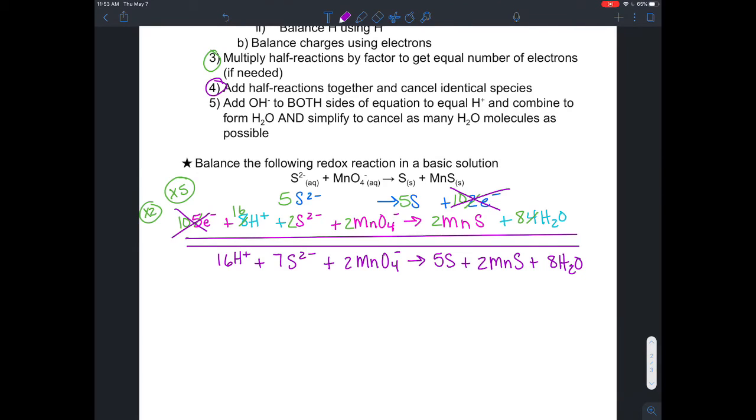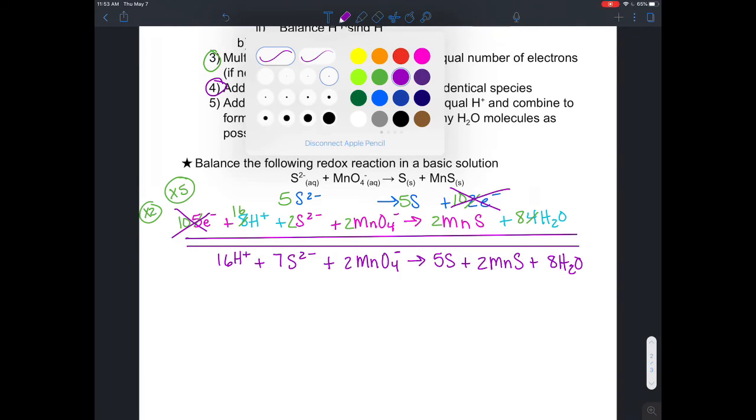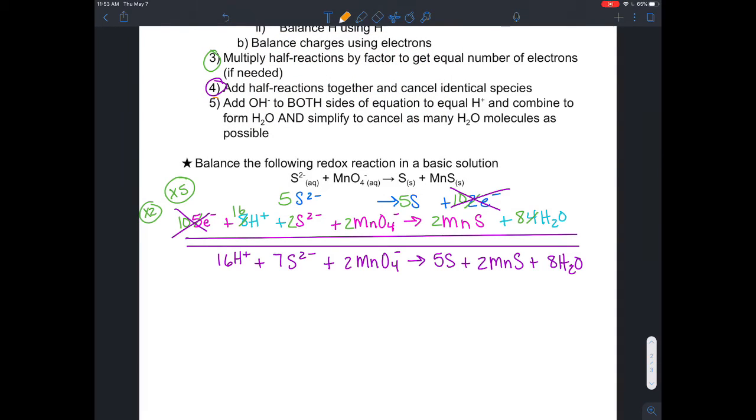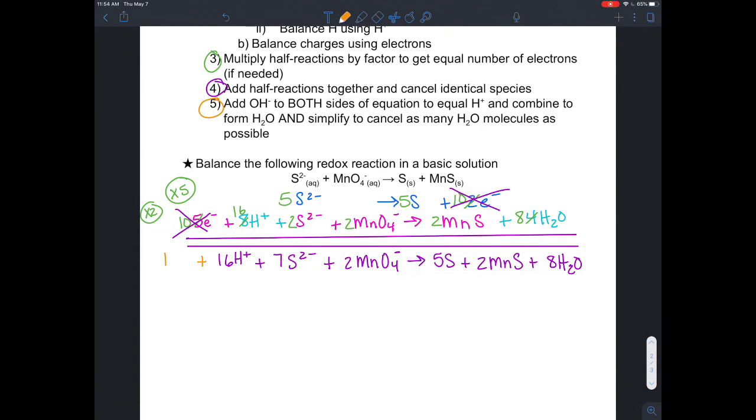Okay, so we are not done yet because we have to do that last step for number 5. We'll do orange for that one. It says add hydroxides to both sides of the equation to equal the number of H plus and combine to form H2O on the left side, and then on the right side, we're going to end up with some extra hydroxides. So we see that we have 16 total H pluses. That means we're going to add 16 hydroxides.